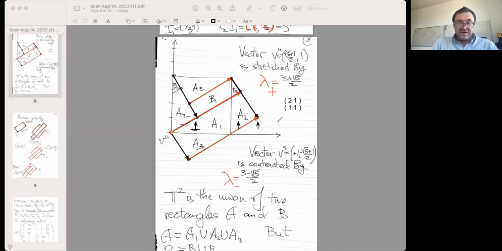Then it turns out that the number of periodic points of period k is equal to lambda plus to the power k plus lambda minus to the power k. And I don't remember, it's either minus one or minus two.